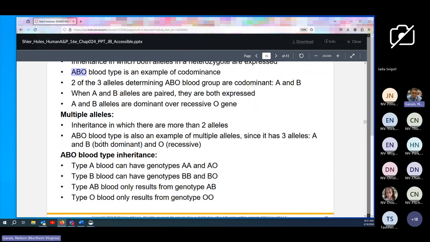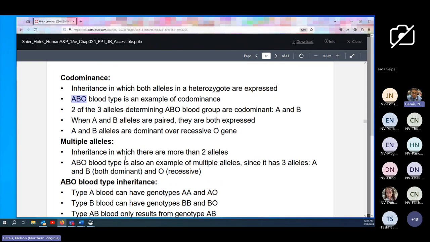ABO blood typing is also an example of multiple alleles. That means it requires more than one pair to read. So you're going to have multiple alleles. It's going to take three alleles because you have A, you have B, and you have O. That's why they call it the ABO system. That means there's more than two alleles, right? So it's like a triplet. Therefore, ABO blood typing is also an example of multiple alleles.